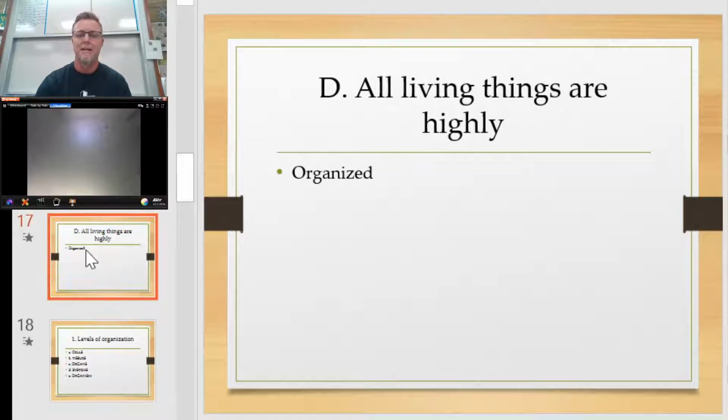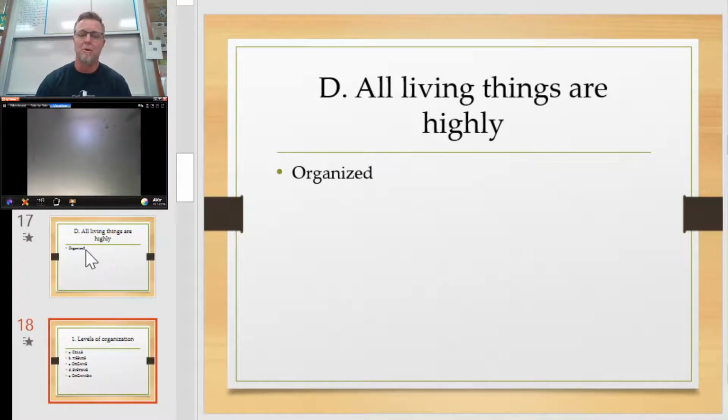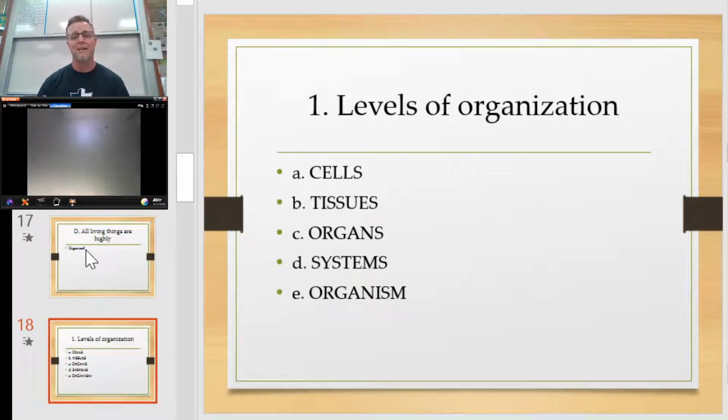Next, all living things are highly organized. Okay, so what does it mean to be highly organized? If your backpack is a mess, if your room is a mess, are you not alive? That's not what it means. Living things being organized means that you are made up of a set of tiers of things, starting with atoms and molecules, moving up to cells, tissues, organs, organ systems, and then the entire organism. So that's what it means to be organized. If you have a messy backpack, no, that doesn't mean that you are not alive.